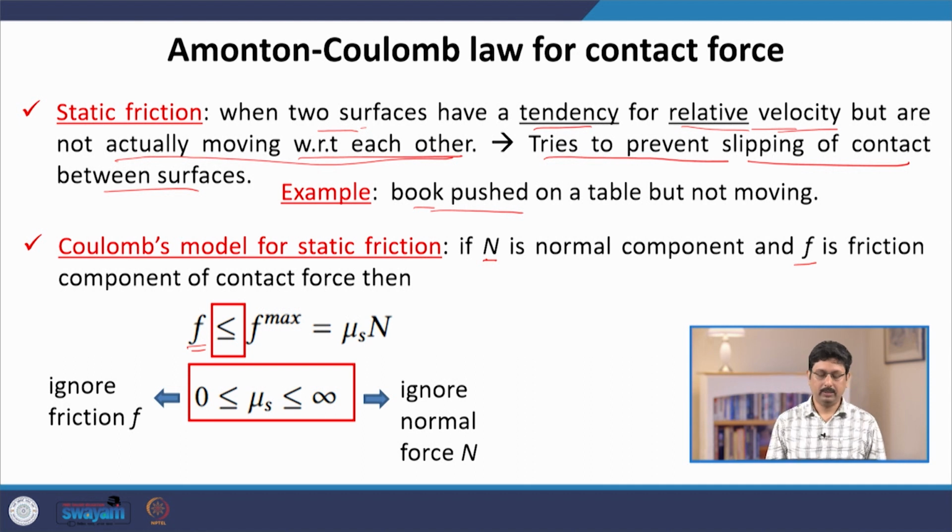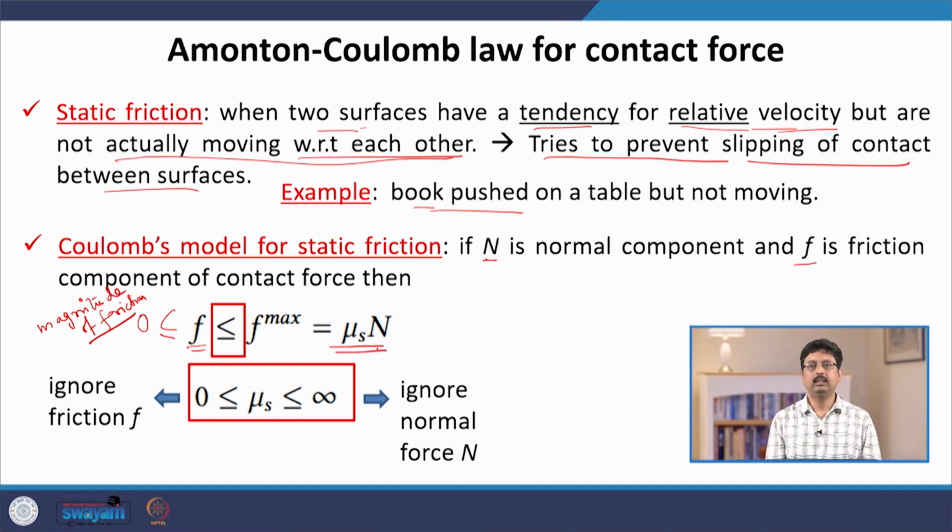This is the first part: the magnitude of the frictional force is not unique. It can have any magnitude from 0 up to a maximum, and this maximum value of frictional force is given by mu times N, where mu represents the coefficient of static friction. So, mu is a constant, and this mu can be any positive number.